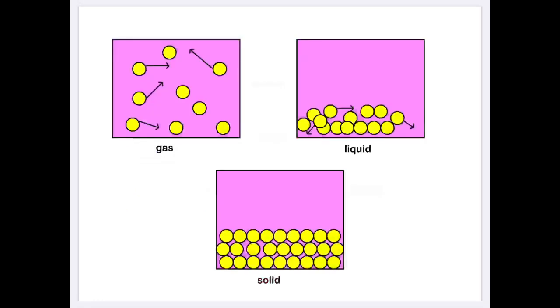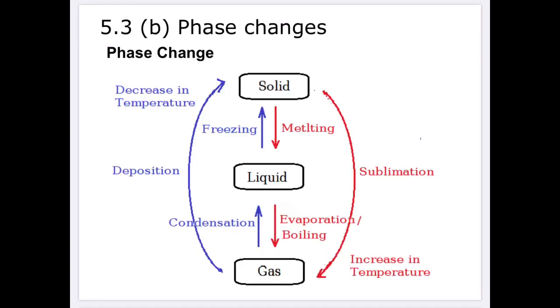The following diagram describes the arrangement of particles in gas, liquid, and solid. We can see in the diagram for solid, the particles are arranged so closely and packed together. The following phase changes describe the changes between solid, liquid, and gas. In this video, we are going to focus on freezing, melting, sublimation, and deposition.